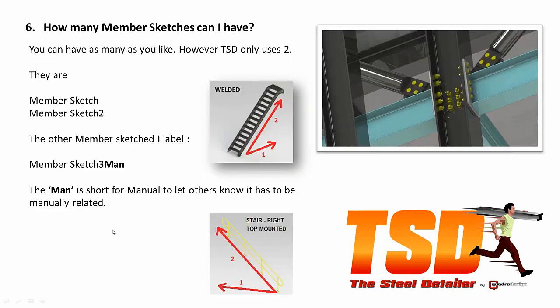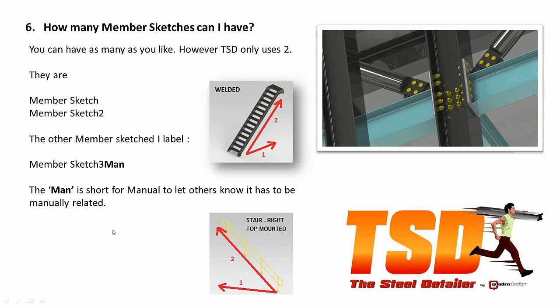Okay, so how many member sketches can you have? Now, you've probably seen in our trial library the stairs and the handrail. The stairs themselves, obviously you can see that there's going to be 2 member sketches. The 2 member sketches that TSD uses to position, because there's only 2 that it uses, are member sketch and member sketch 2. However, you can have as many as you like after that.